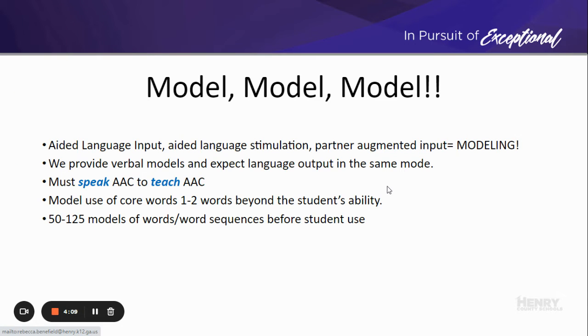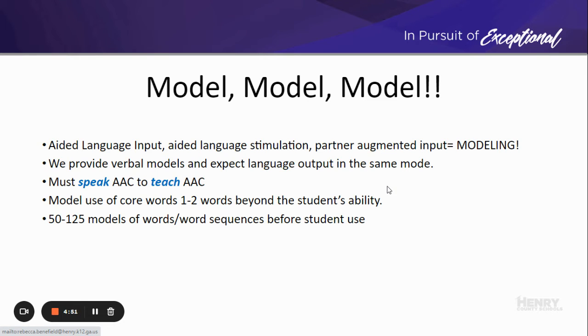So guess what? Model, model, model. Aided language input is also known as aided language stimulation or partner augmented input, but it is all modeling. What we do is we provide verbal models and expect language output in the same mode, right? So when you're talking to your child and you're practicing that mama, mama up, you're giving them that verbal and you're expecting them to give you verbal back. So guess what? When your child uses AAC, you got to speak AAC. You have to speak using the same symbol set and the same system that they're using in order to teach them to use the symbol set and the AAC system that they have, just like you would with your verbal output.